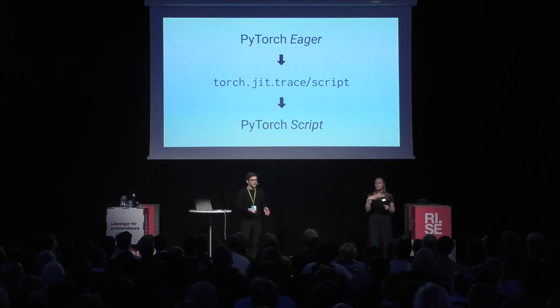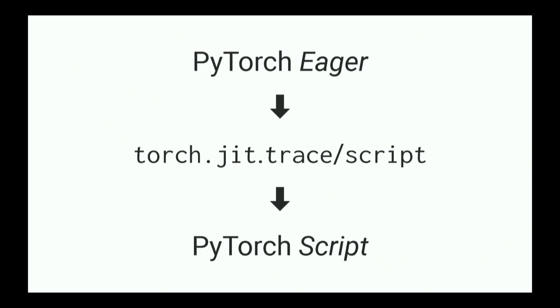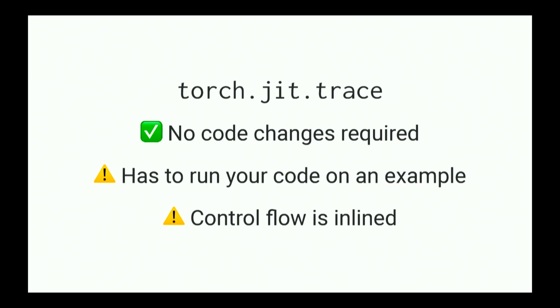All right, so now the question is, you've iterated on your program, you have this eager program that you use to train your model. Now the question is, how do you take the result of your work and actually package it? And there are two ways that we provide you to do that. The first one is torch.jit.trace, and something that's really good about this function is that it doesn't require any changes to your code whatsoever. So you can still use the full power of Python.